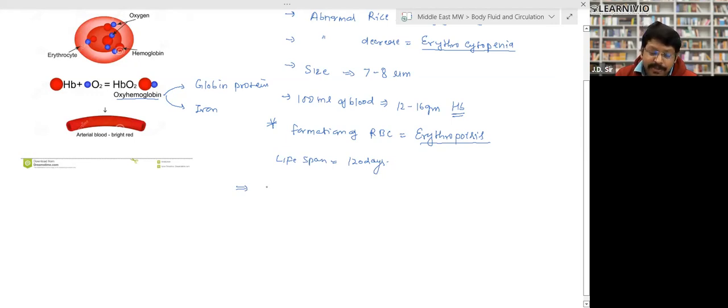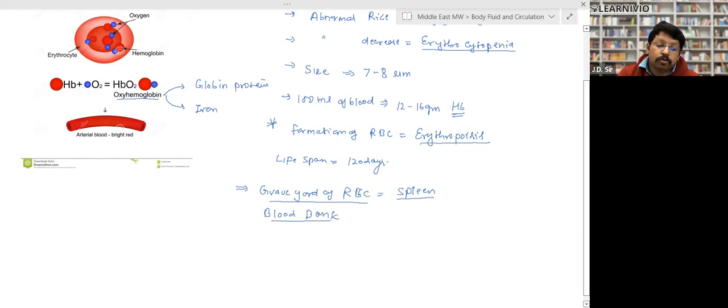What happens to these dead RBC? Where do they go? I have a straight question: which organ is called the graveyard of RBC? Any idea? We have an organ called spleen. Spleen is called the graveyard of RBC. All the RBC go to the spleen after death. One more thing: extra RBC are stored in the spleen as well, right? So this is called the graveyard of RBC. This is also called blood bank. Spleen is called graveyard of RBC and blood bank.